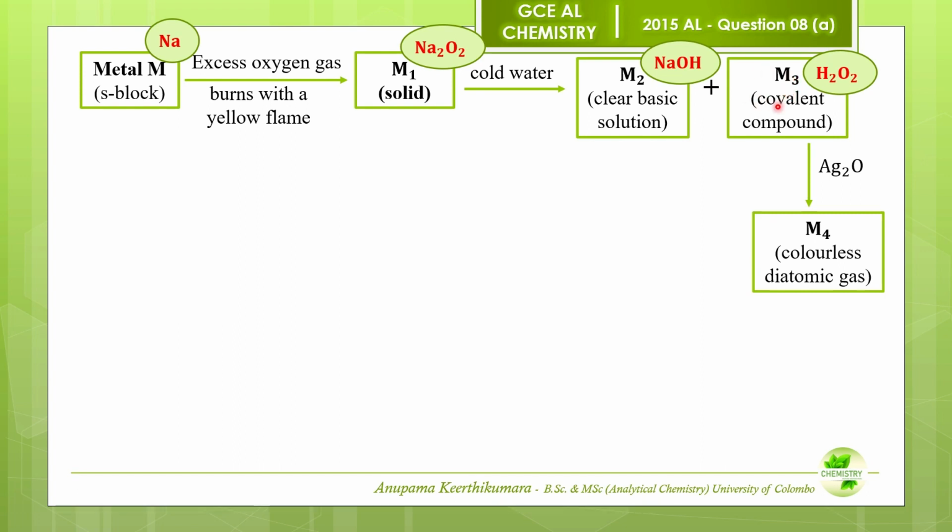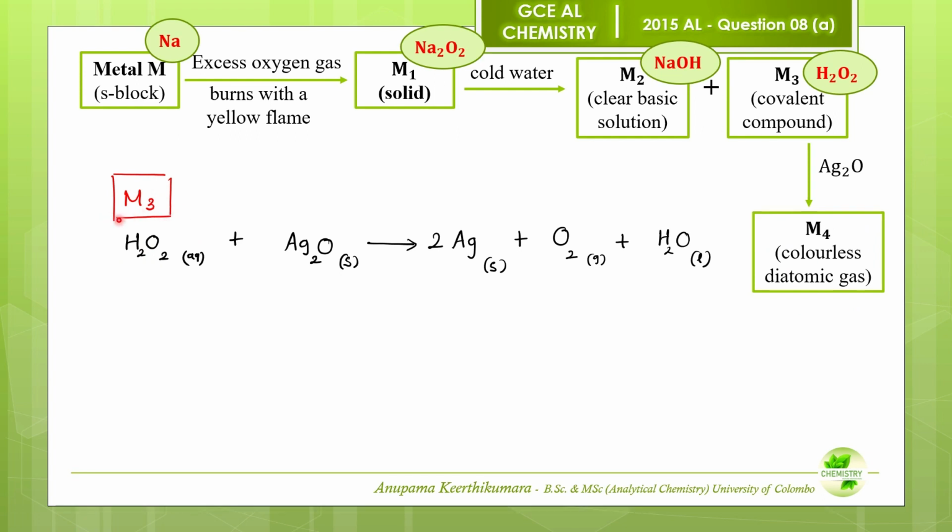M3 reacts with acidified silver oxide to give a colorless diatomic gas M4. M3 is hydrogen peroxide. Hydrogen peroxide reacts with silver oxide and produces silver, oxygen gas and H2O. Therefore, M4 is oxygen gas.